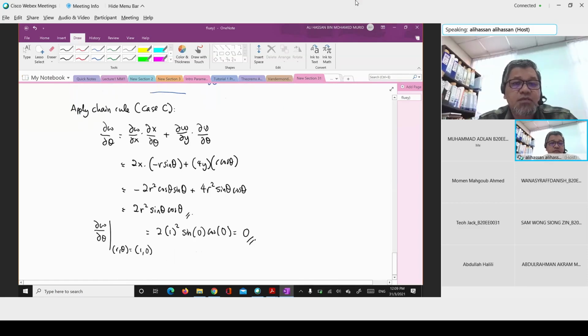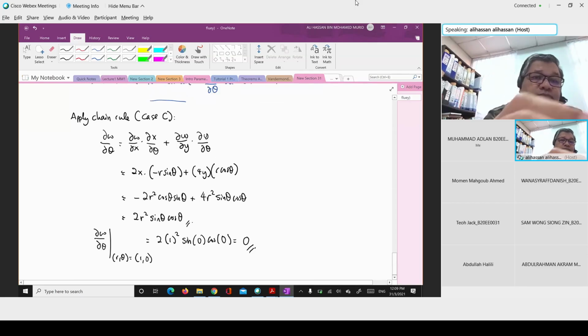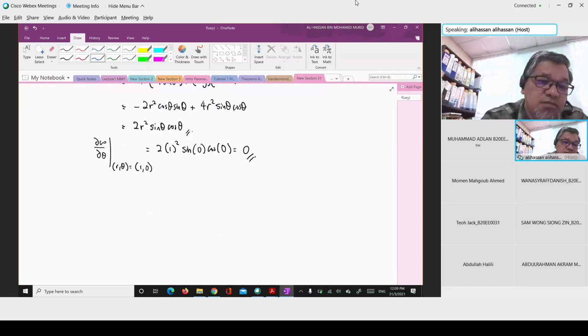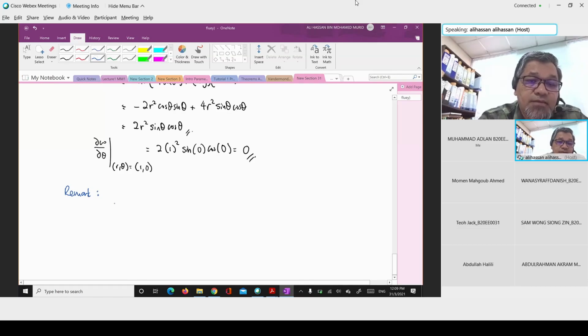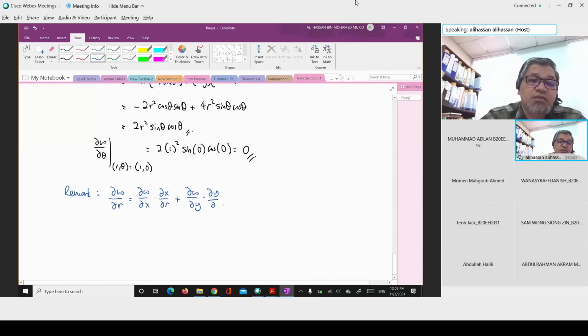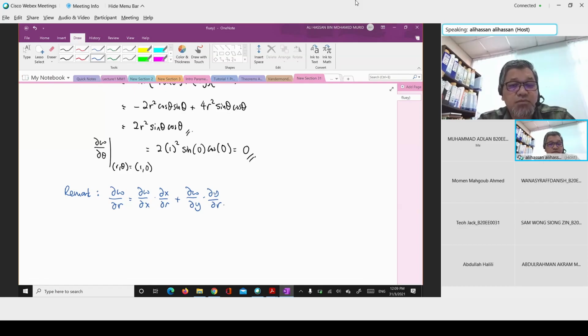Just a remark here, even though it is not required by the question: in case we want to determine w partial r, then it is w partial x times x partial r plus w partial y times y partial r. Okay, in case w partial r is required, this is the chain rule that needs to be used. I leave it to you to determine w partial r here.